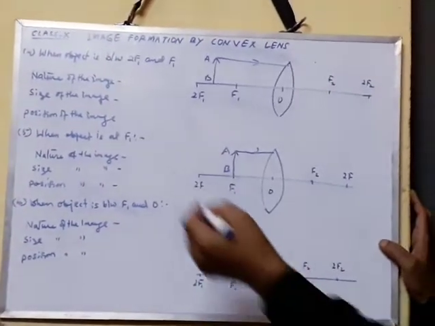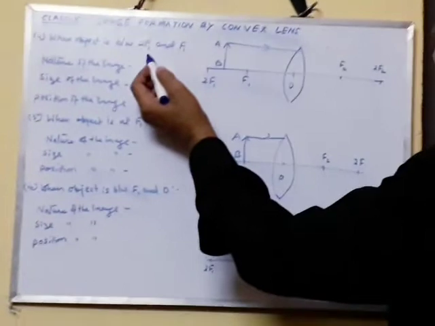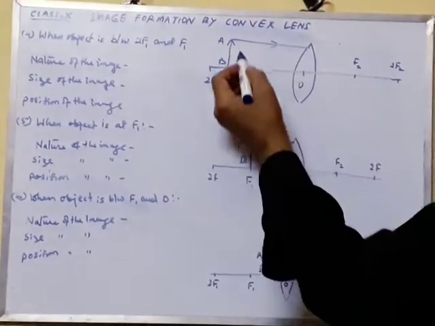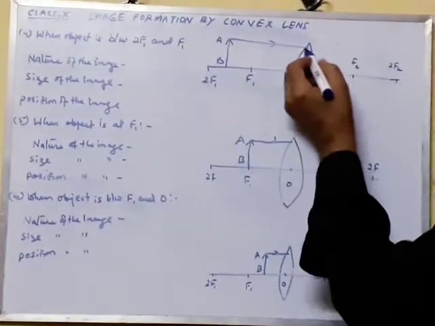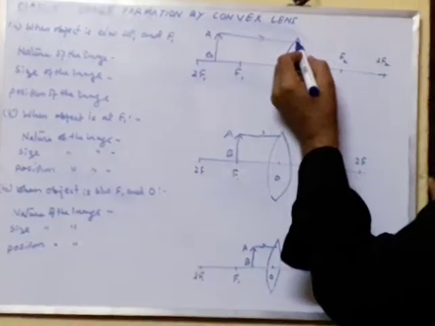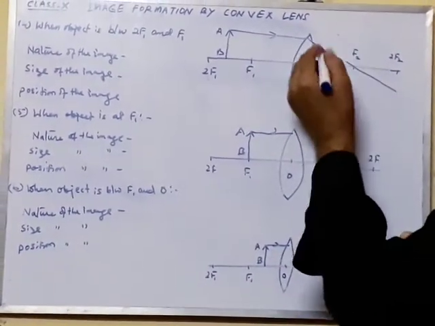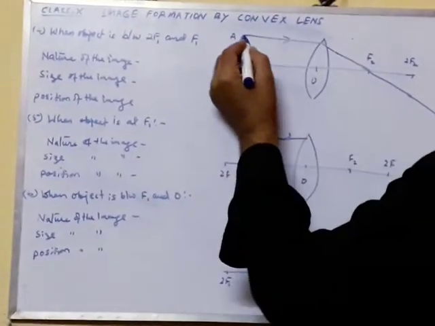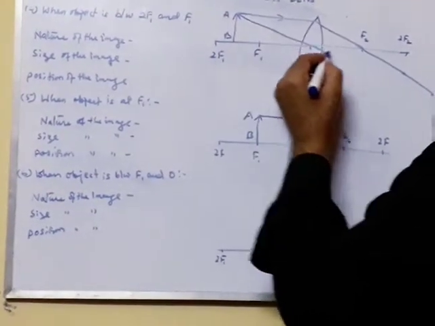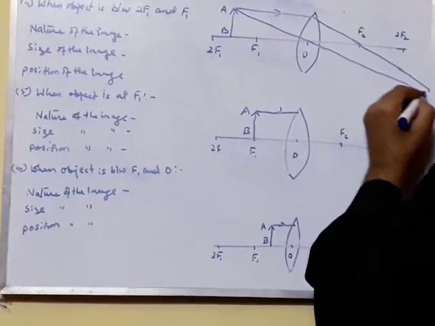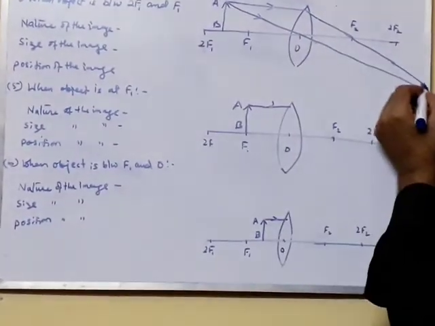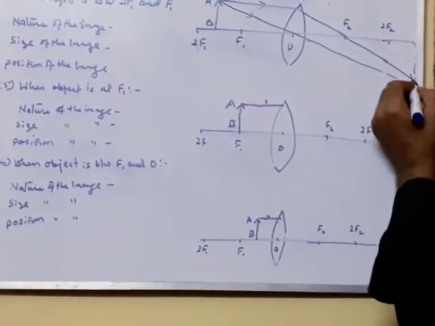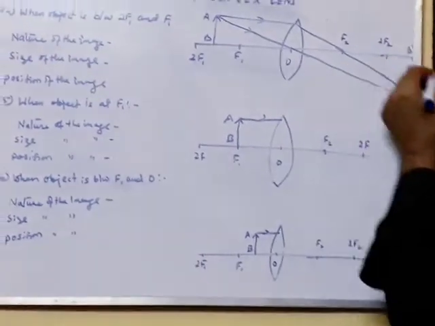In the next case, when the object is placed between 2f1 and f1, AB is placed between 2f1 and f1. Select a ray parallel to the principal axis. After refraction, it passes through the principal focus. Select another ray which passes through the optical center. You see, it goes in a straight line without deviation. Now these two rays will meet beyond 2f2, so we get the image A dash B dash beyond 2f2.